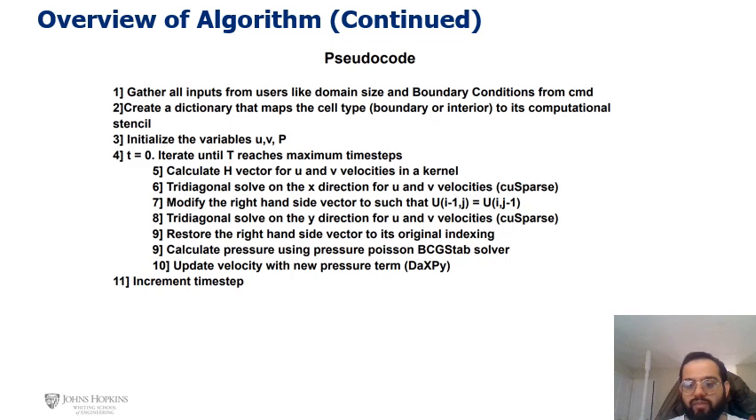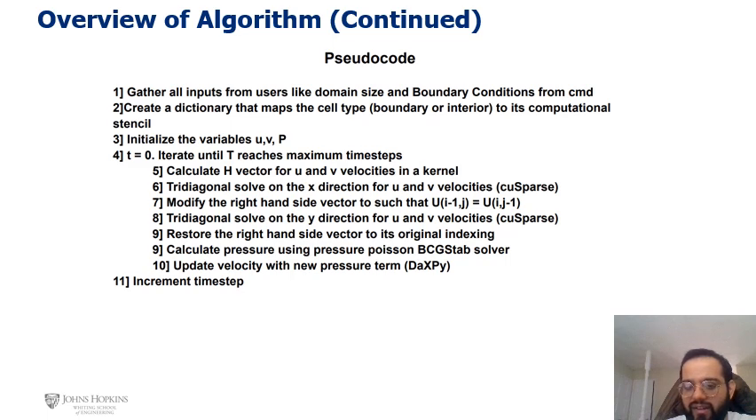So this pseudocode is pretty much an extension of the process I highlighted in the previous slide. It's basically just a logical extension of the derivation, and the way it's implemented. So we start by gathering all the inputs from the user, from a file, or from the command line, and then based on that we create a dictionary that maps the type of cell.